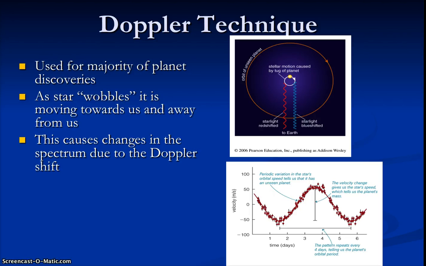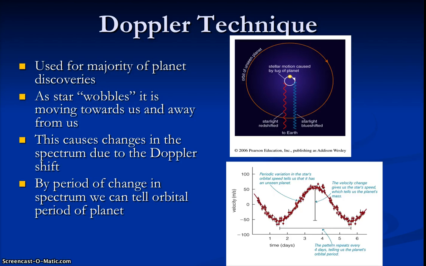We have to remember that the Doppler shift is related to relative motion between the emitter of the light and the observer of the light. As there's a motion towards each other, you see the light shift towards the blue end of the spectrum, and as it moves away, you see it shift towards the red end of the spectrum. The amount of that shift is directly related to the relative speeds, so the faster it's moving towards us, the larger the shift we're going to see.